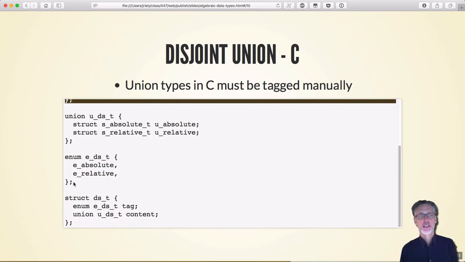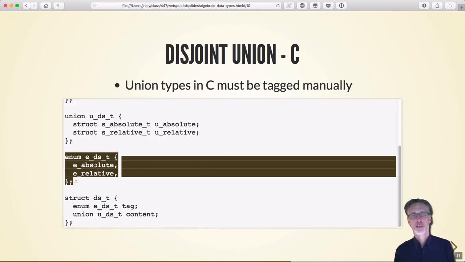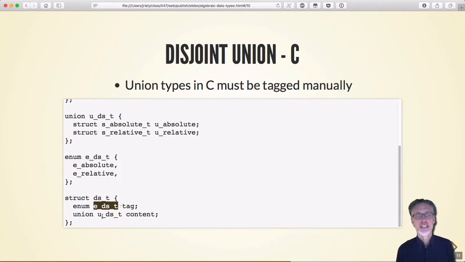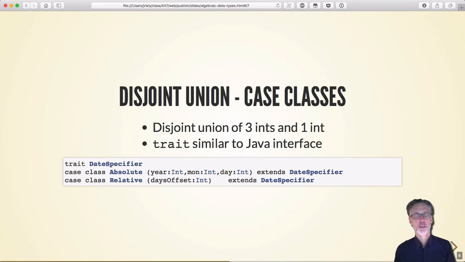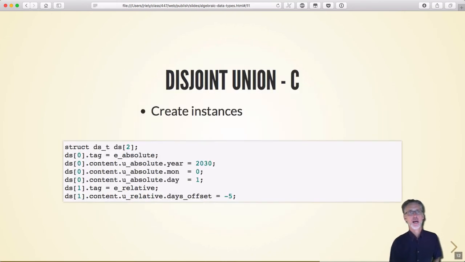So what I need to do is actually create an enumeration to distinguish these two things. These are the tag types. And now I need another structure which has a tag and then the union of the other structures in it. So this now has a tag saying which kind of thing it is, and then it's got the actual contents. If all that makes you slightly nauseous, that's fine. That's the same code in Scala. It's doing exactly the same thing, or actually even more, but that's how it happens in C.